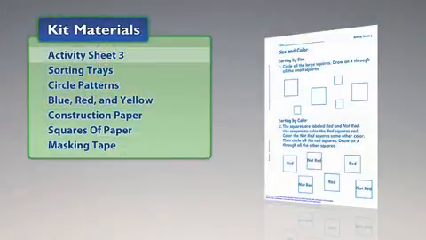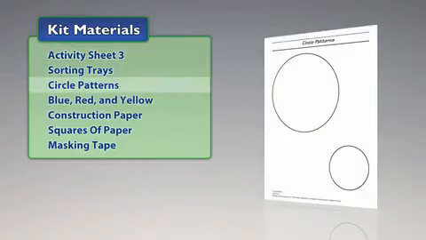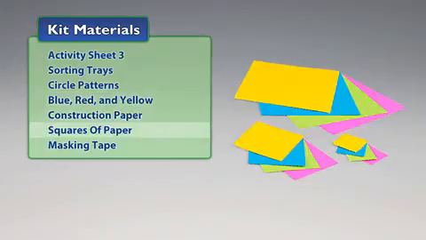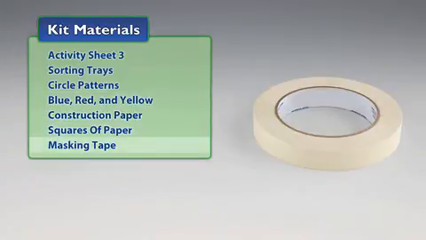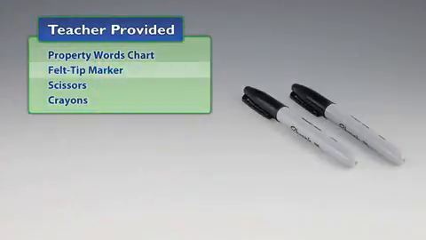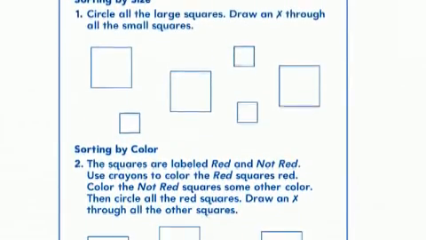You will need the following materials from the kit: Activity Sheet 3, sorting trays, circle patterns, blue, red, and yellow construction paper, assorted squares of paper, and a roll of masking tape. You also need to provide the property words chart from Activity 2, a felt tip marker, a pair of scissors, and a box of crayons. To prepare for the activity, make a copy of Activity Sheet 3 for each student.